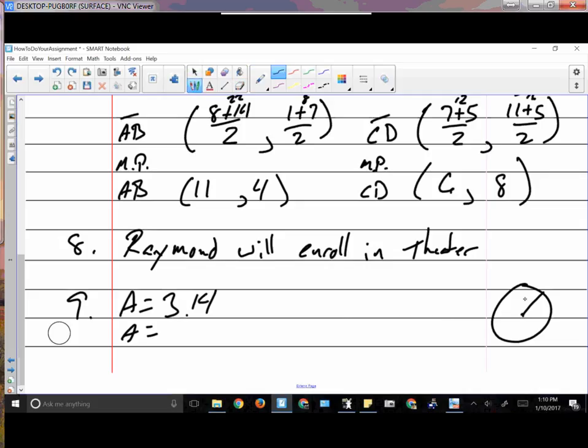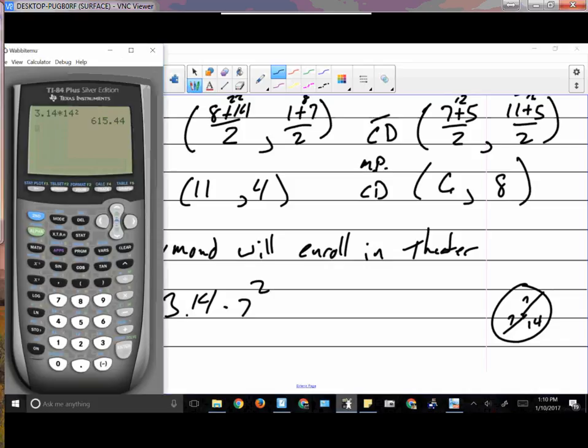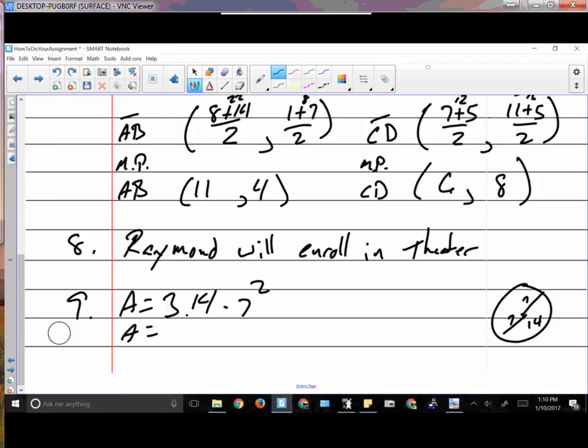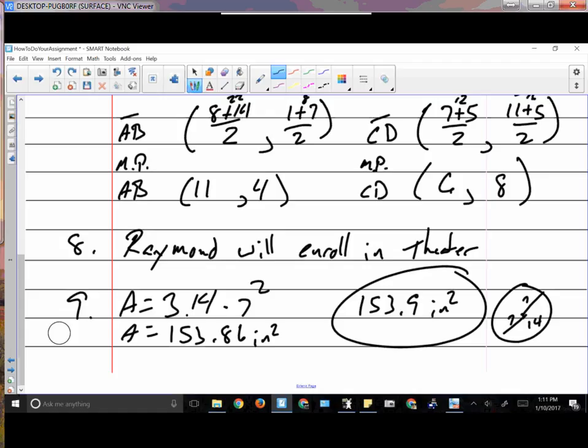So, that means that if this is 14, this is going to be 7 each, right? So that would be 3.14 times 7 squared. So now I can just go back to the calculator again, 3.14 times 7 squared, enter. And I get 153.86. And when I round it, 153.9 inches squared. There. Now I've got the answer. I got it circled. I know where it's going.